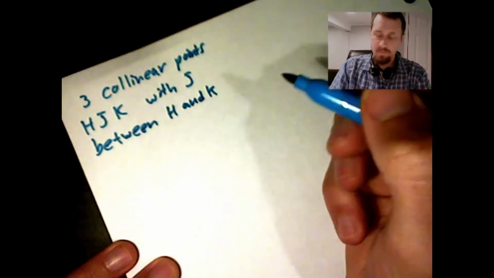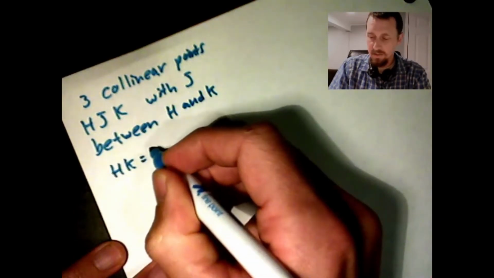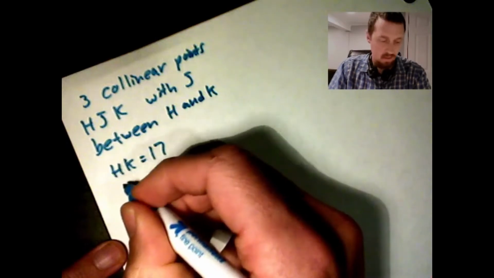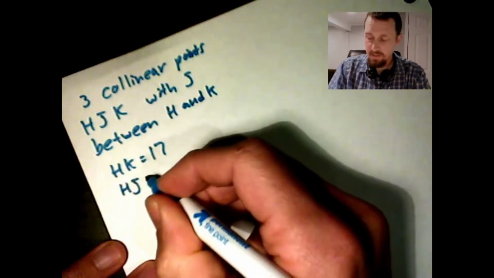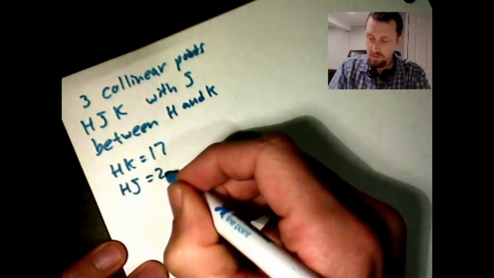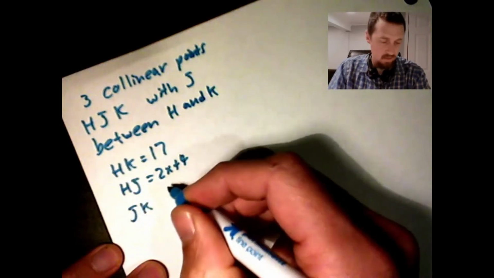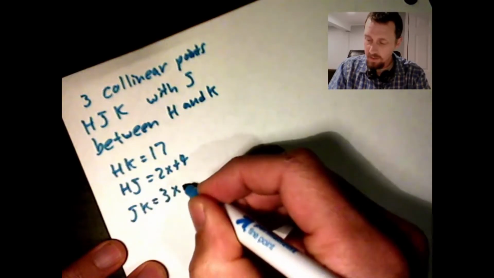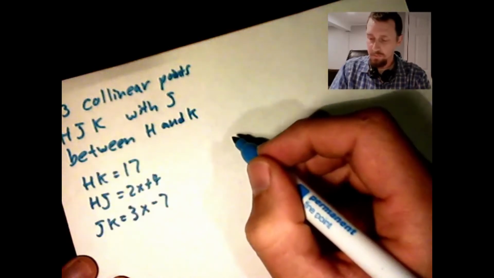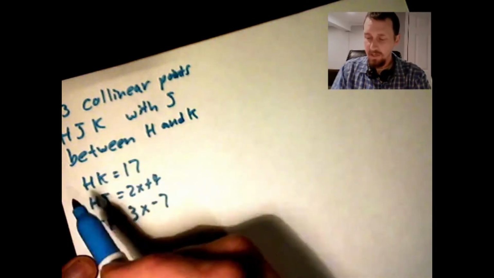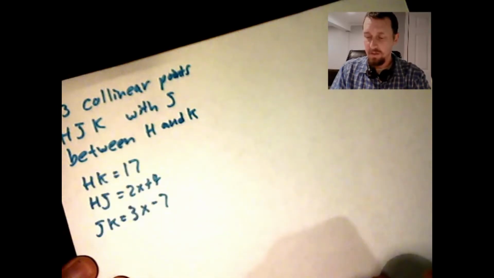And then they might just go ahead and tell you that HK is 17, that HJ, the distance HJ, is 2x plus 4, and the distance JK is 3x minus 7. Now, if you like working with formulas, you can jump straight to the formula. You can say, hey, they're collinear points, everything is set up here, all the conditions are met.